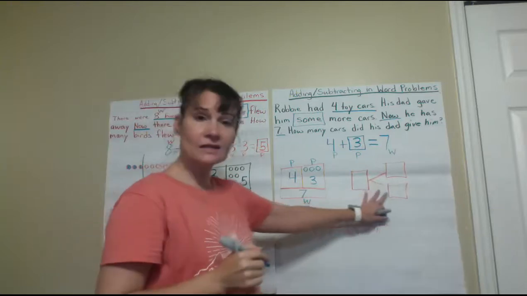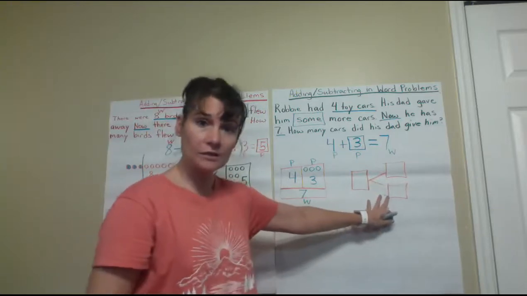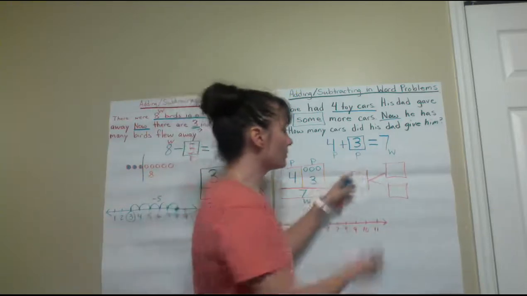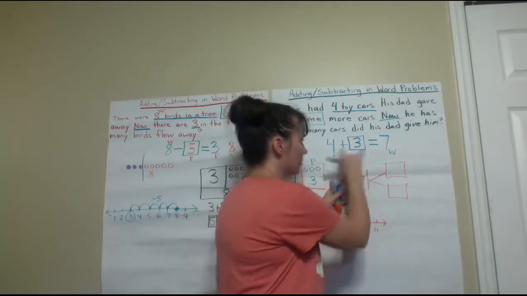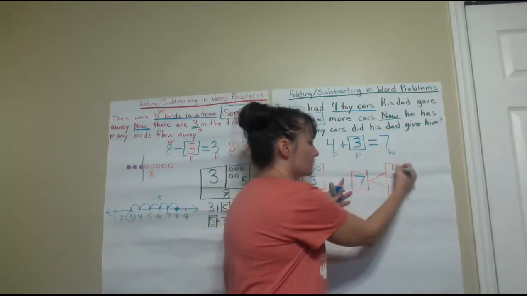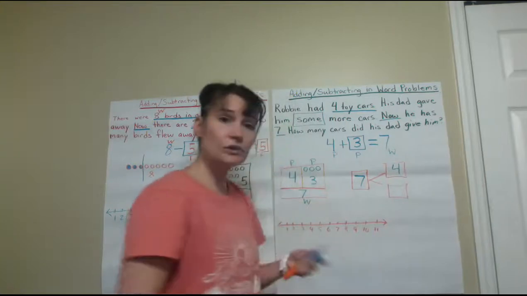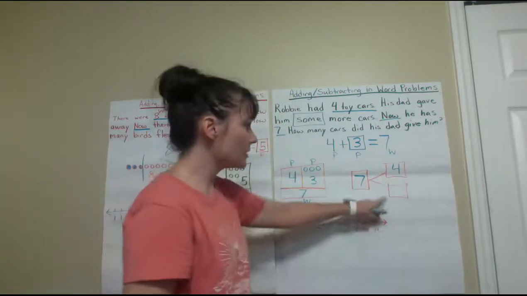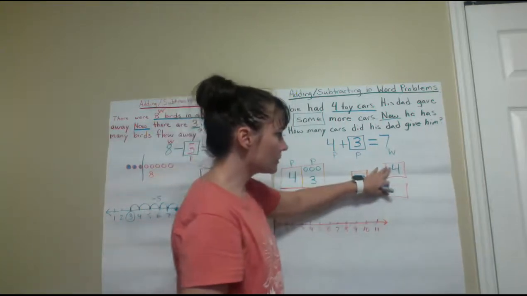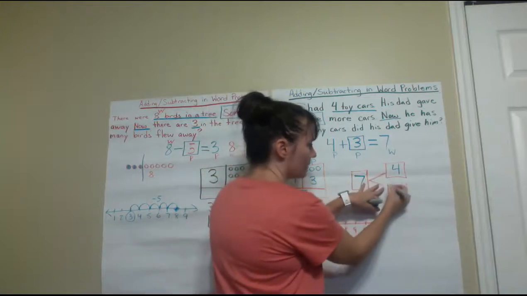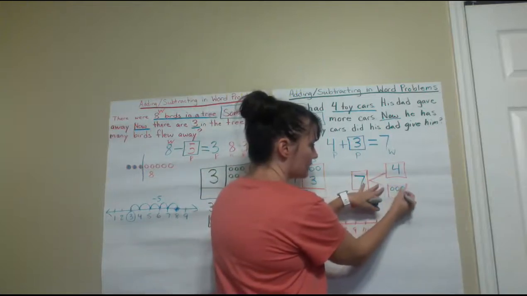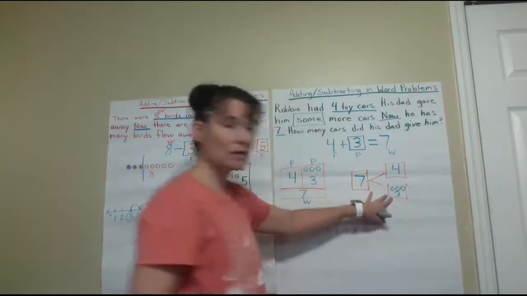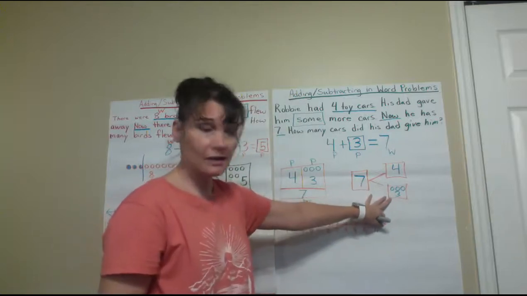I can show that same thinking with a number bond. I know my whole is 7. The part I know is 4. I can use my counting on skills to help me with this. Here's 4, 5, 6, 7. So that still leaves me with 3 that his dad gave him.